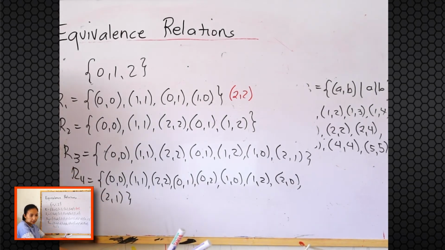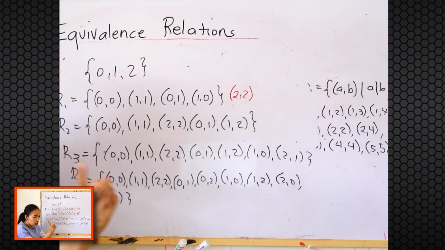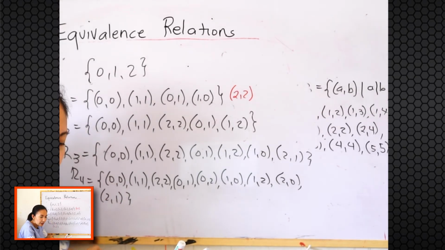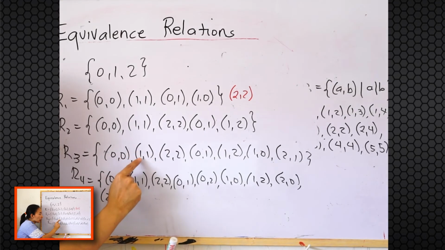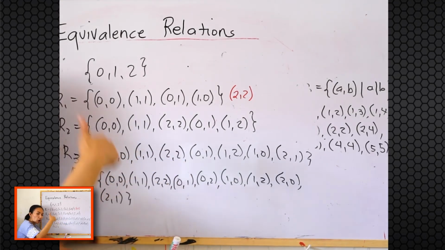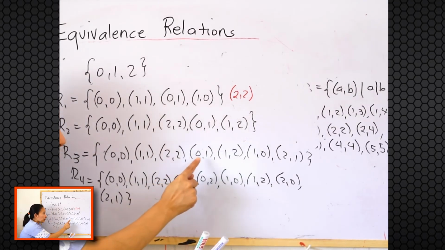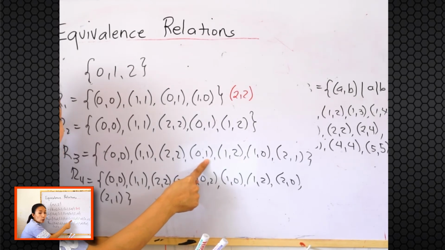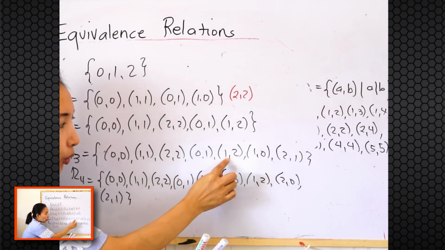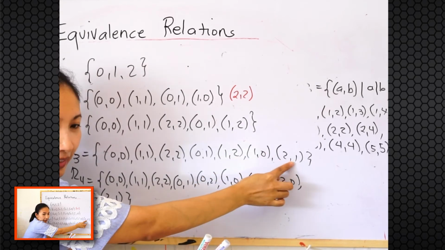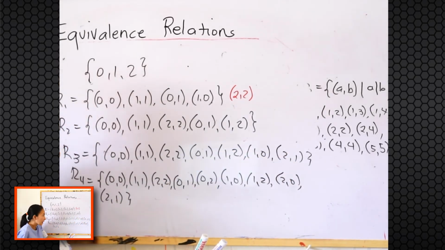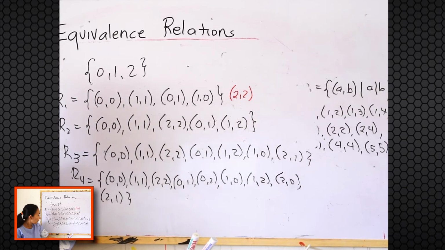How about R3, the third relation? Let's check on number 1 first, reflexivity. Did it satisfy the reflexive property? An element related to itself: 0 related to 0, 1 related to 1, 2 related to 2. Okay, reflexive property satisfied. How about symmetry? Let's check. (0,1), there should be (1,0). We have it. (1,2), do we have (2,1)? Yes. But what is missing? (0,2).